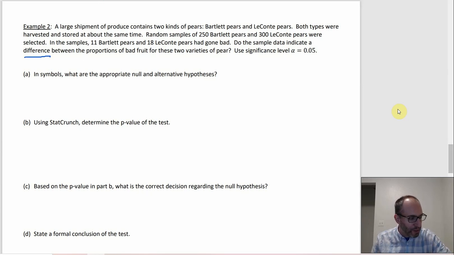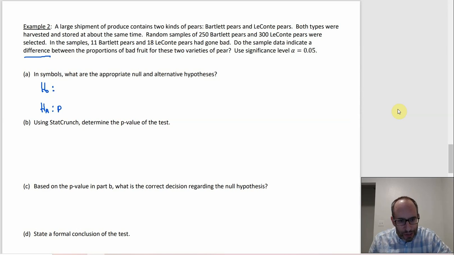Okay, so then the null and alternative hypotheses. I guess you could write them a couple of different ways, but we know we're just looking for a difference. So no specified direction, we need a not equal to in the alternative.